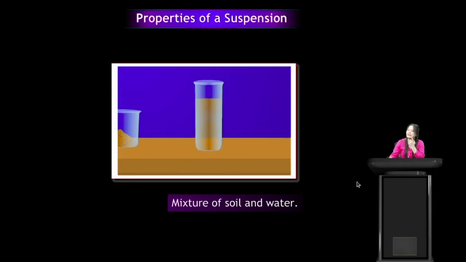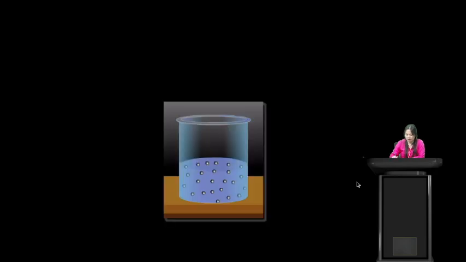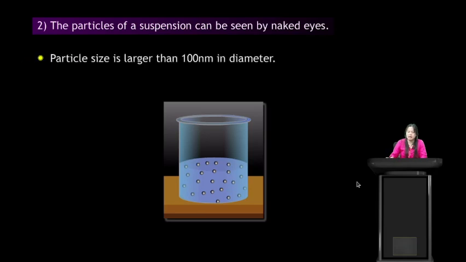Keeping in mind this example, the mixture of soil and water is an example of a suspension. So let us see the properties. A suspension is a heterogeneous mixture. The composition is not uniform throughout. The particles of a suspension can be seen by naked eyes. Now when you mix soil with water, we will be able to see the particles of soil in the mixture, correct? Particle size is larger than 100 nanometers in diameter.